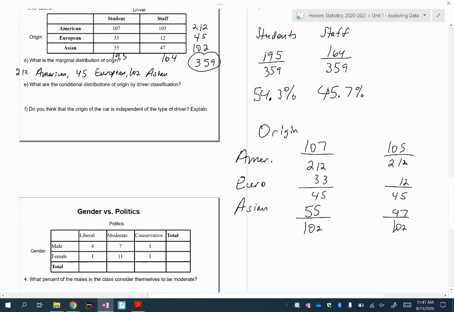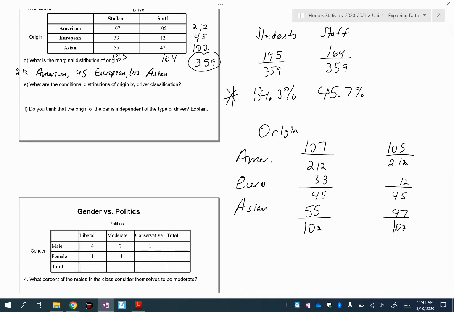When I calculate these percentages, if they are not all very close to the 54.3%, 45.7% split for student and staff, then I will know that there's a relationship. They are dependent on each other. They're not independent. So I have to see all the numbers for student and staff by origin be basically the same as these two up here, where I don't factor in origin, to determine if they're independent.